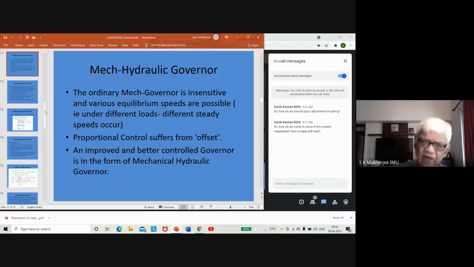So this to and fro movement of the governor linkage, causing excess fuel and again less fuel, excess fuel, is called hunting. And this hunting is quite common in the mechanical governor. To reduce this hunting, we have a mechanical hydraulic governor with an arrangement to avoid or reduce hunting. Now let's have a look at it.